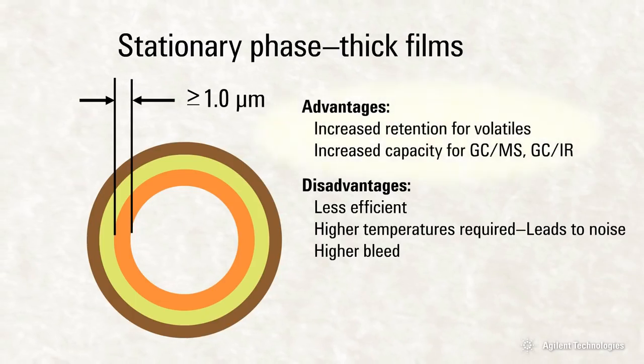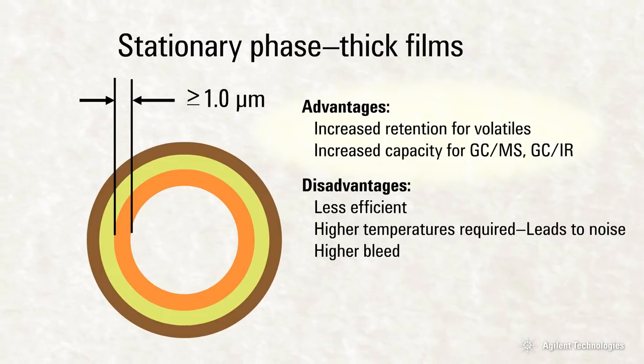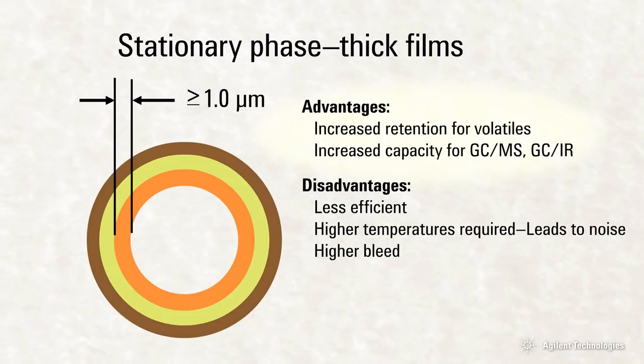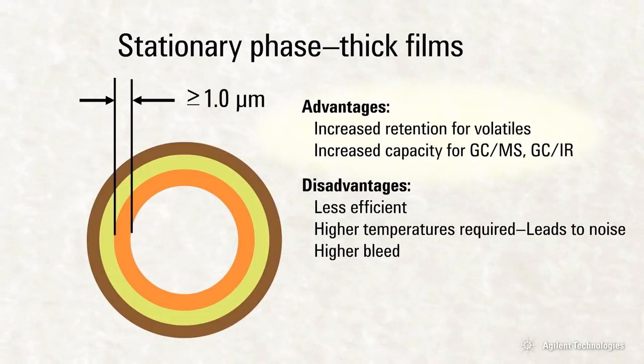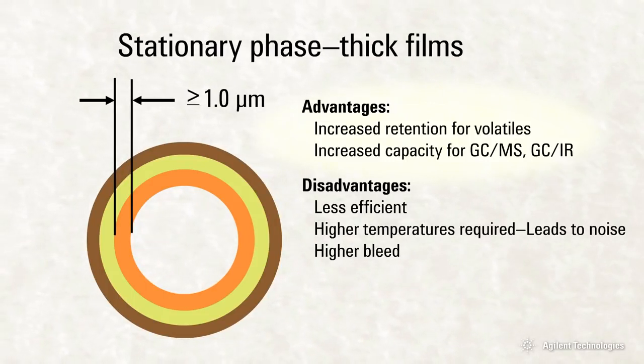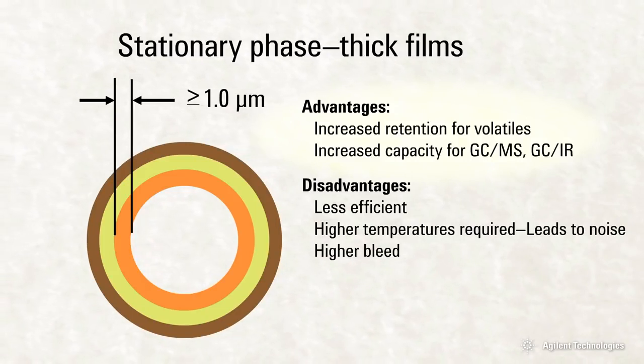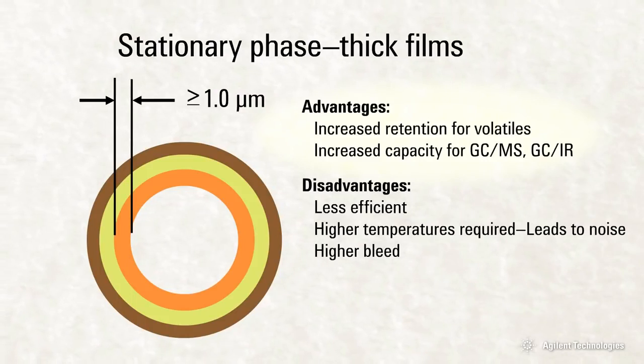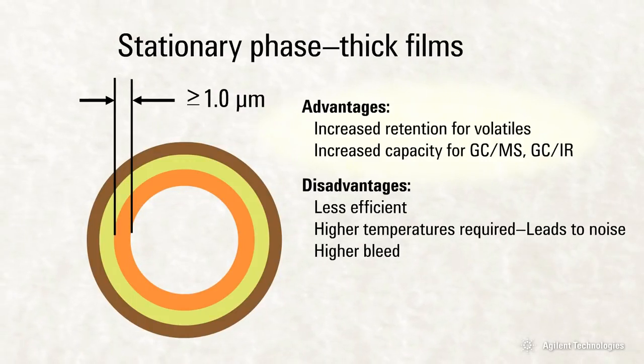Thick films are good for very volatile compounds. These compounds are difficult to retain on the column without going to very low column oven temperatures. With very thick film, 5.0 microns, you can separate methane, ethane, propane, and butane at room temperature. Thick films are often employed in headspace applications due to the high volatility of the analytes.